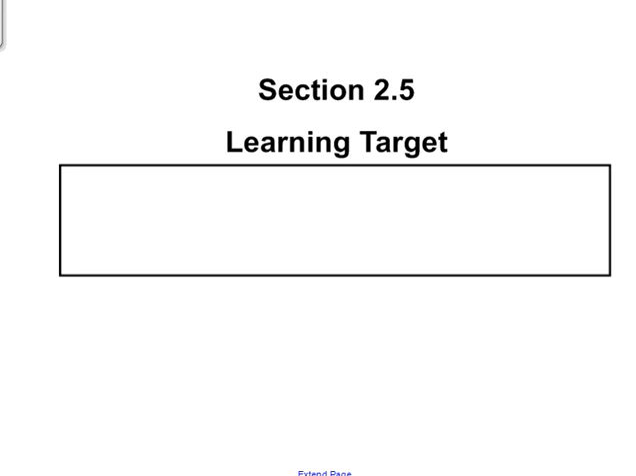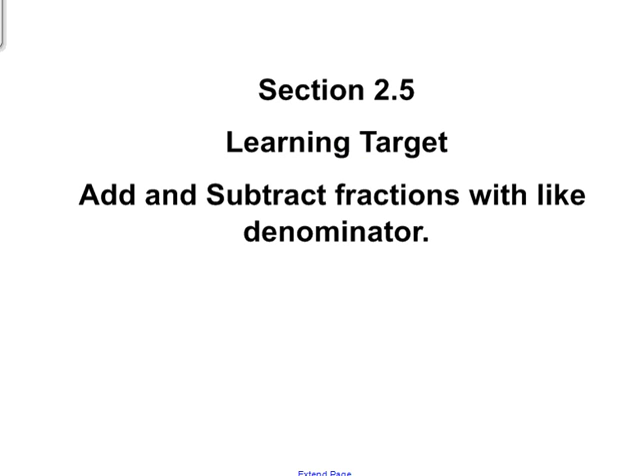As we start, we're going to be doing Chapter 2, Section 5, so that's 2.5. Whenever we start, we always start with the learning target or the learning goal for the day. The learning goal for today is to add and subtract fractions with like denominators. Notice that with like denominators, in other words, the same denominator.